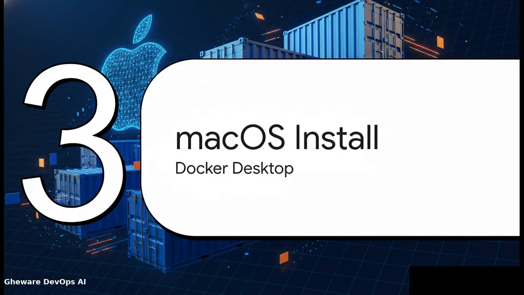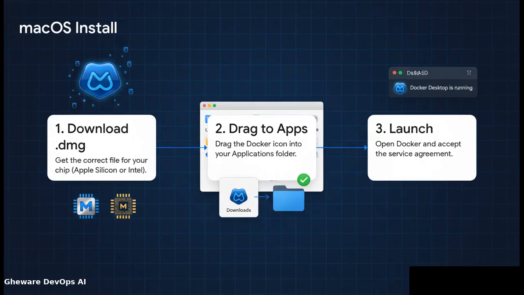Mac users, it's your turn. And don't worry, the process is just as smooth thanks to the awesome Docker Desktop for Mac app. Okay, first up is the Docker website. Now, here's the key detail. Make sure you grab the right installer for your Mac. There's one for Apple Silicon, that's for the newer M1, M2, or M3 Macs, and another one for the older Intel-based models. Once you've got that .dmg file, just open it up.